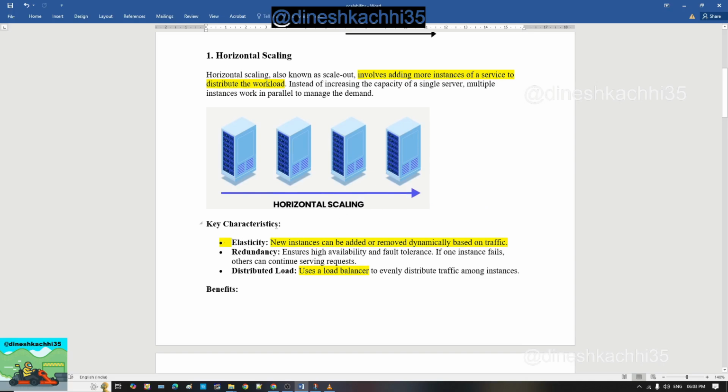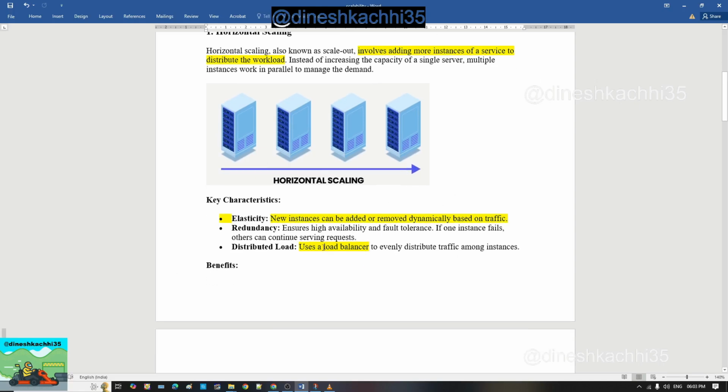There are some key points when implementing the horizontal scaling. One is that new instances can be added or removed dynamically based on the traffic. As we saw, we can increase the instances or we can decrease the instances.